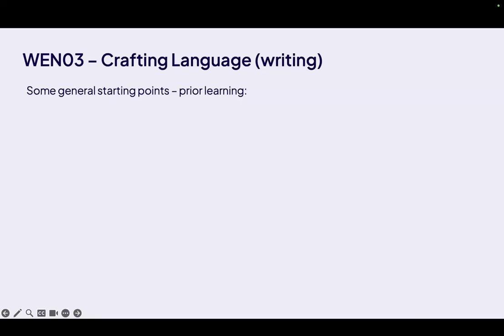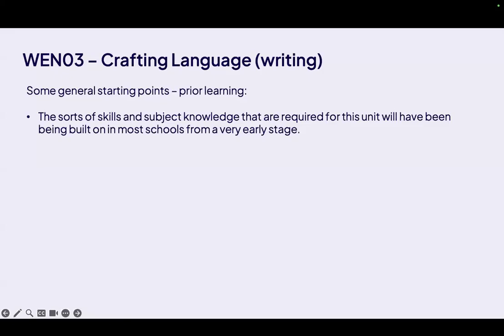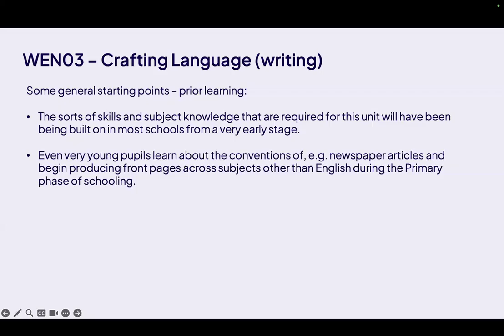So, prior learning. As I said a moment ago, most of the knowledge and skills have been addressed before from a very early stage, and you're building on these. They were building probably from primary school right the way through GCSE level and now to A level. Even very young pupils learn about the conventions of, say, newspaper articles and begin producing front pages in their English lessons, and maybe little speeches and talks about things right from an early age. So this is just building on that.